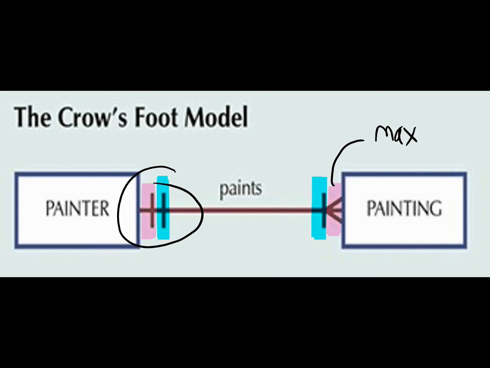If in fact we want to store information about painters that have never painted anything, we would draw it this way. We would have the 0 symbol for none, followed by the crow's foot. And this symbol right here would replace what we have here. And if that symbol was there, I would read this as a painter can paint a minimum of 0, but a maximum of many paintings.